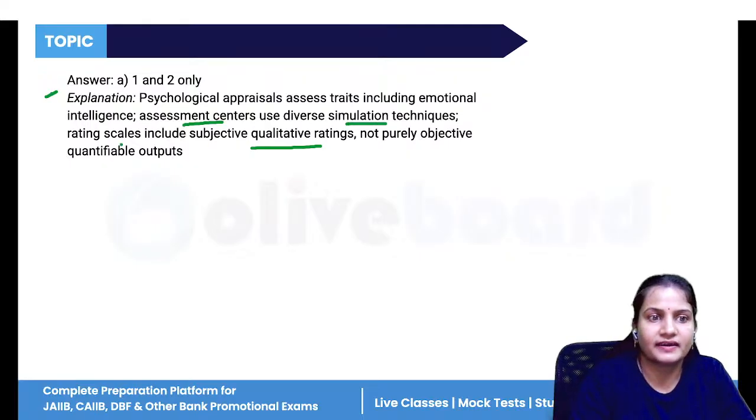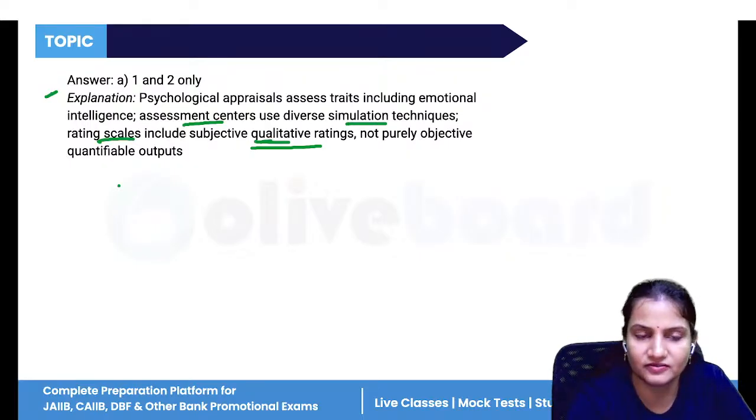It uses diverse rating scales, it includes qualitative rating. That is why that was incorrect.